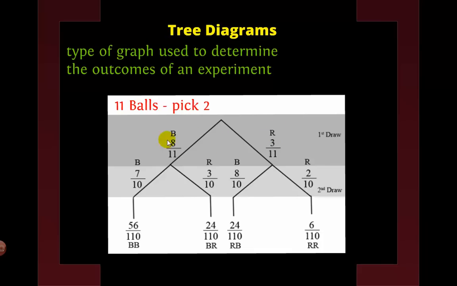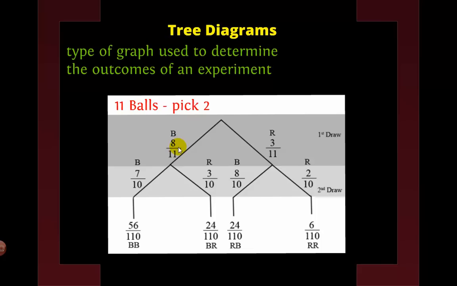Tree diagrams allow us to figure out our probabilities because we have 11 balls. We have red balls and blue balls, and there's 8 blue balls and 3 red balls. Well, as we're going through and we're picking out balls, if we pick out a blue ball, that was for the first time. That's 8 out of 11.